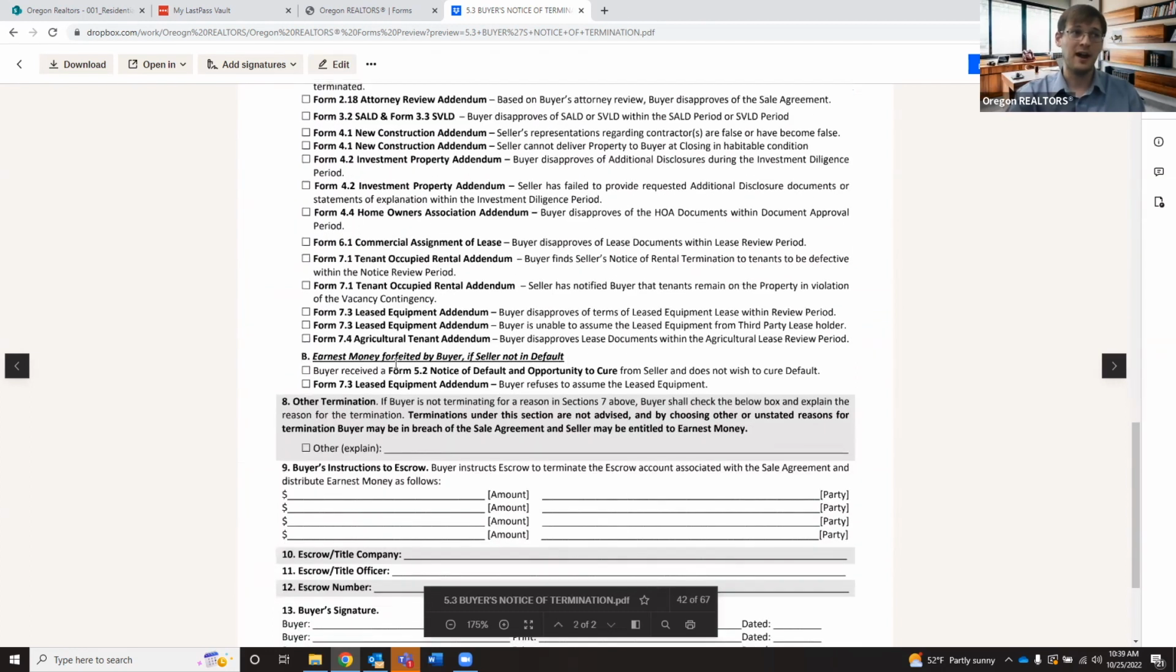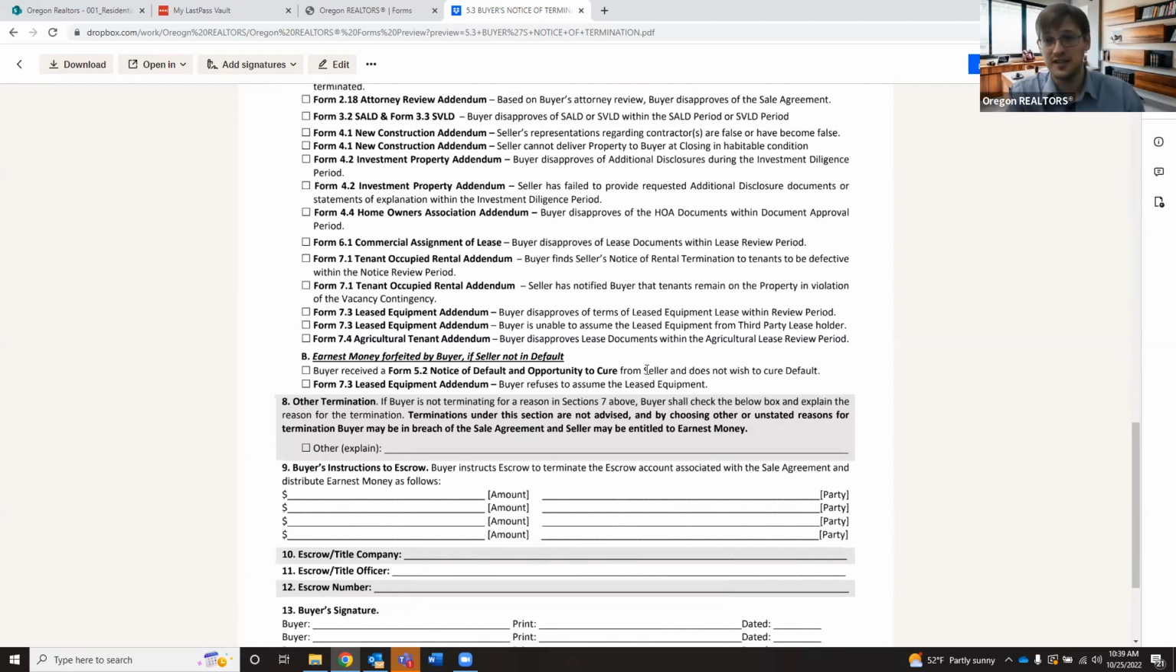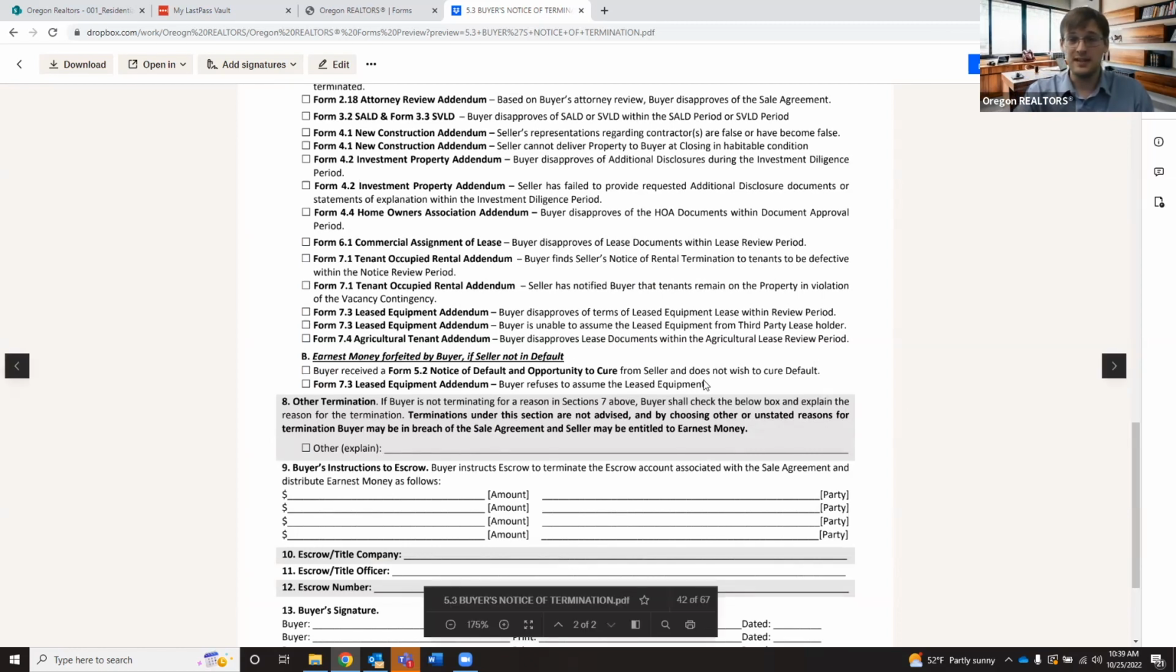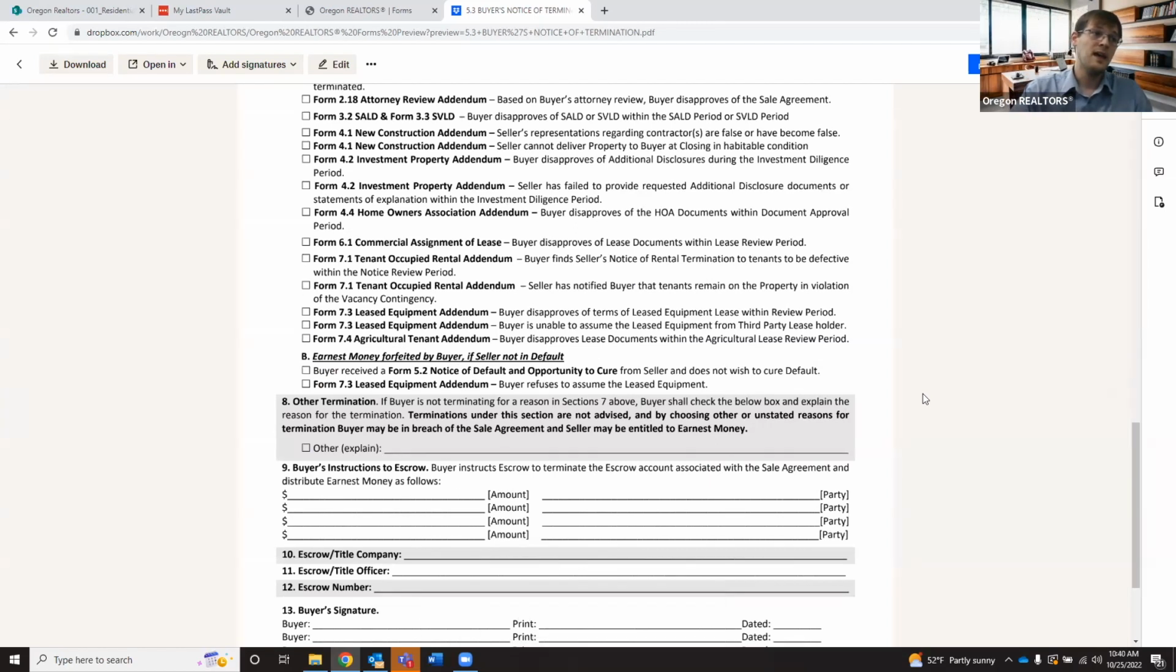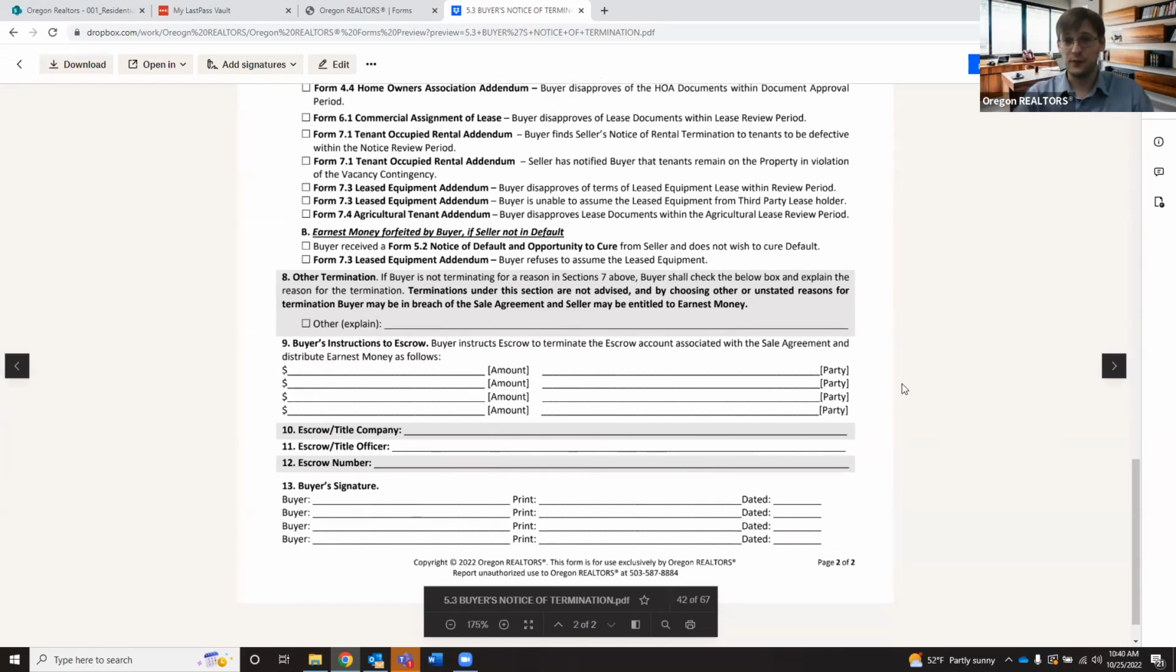So for example, if the buyer terminates for the section B reason, they receive a notice of default, an opportunity to cure, and they don't wish to cure the default. The buyer says, fine, I terminate because it lets me terminate. They need to understand that they might be forfeiting their earnest money because they're deciding not to cure something they're already in default over. We do have section 8, which is for other reasons.